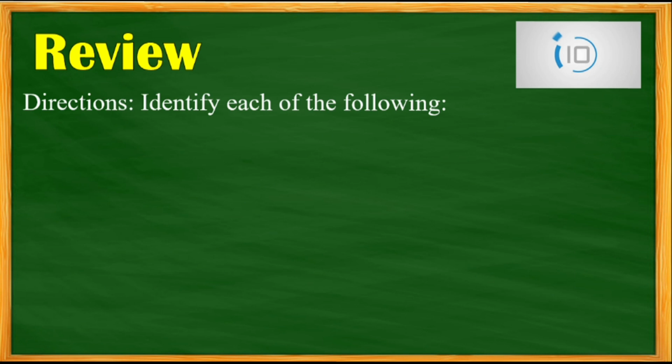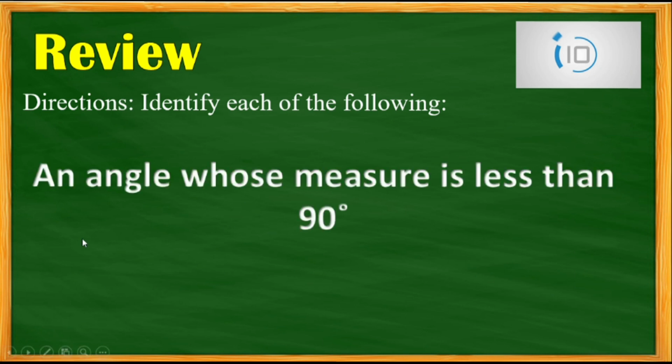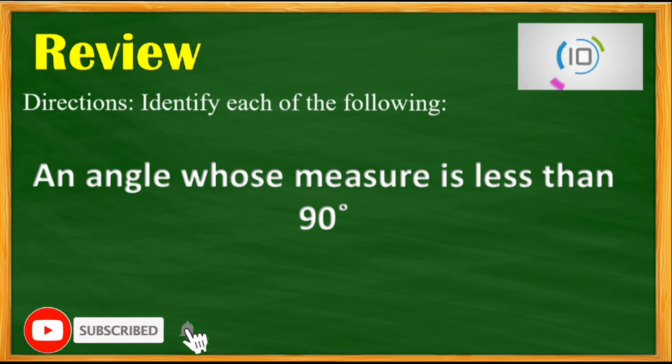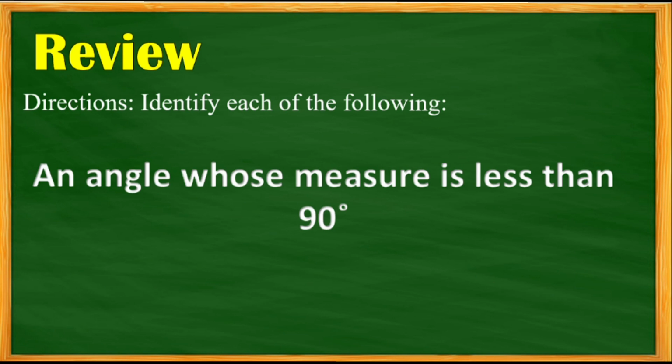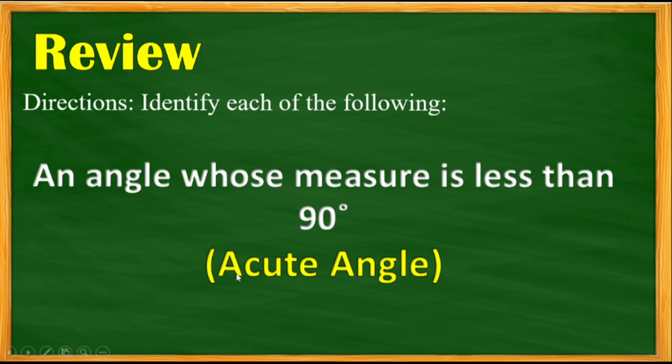Next question is an angle whose measure is less than 90°. You have 10 seconds, Grade 4 pupils. Your timer starts now. Time is up. The correct answer is, very good, it is less than 90°, so it is an acute angle.